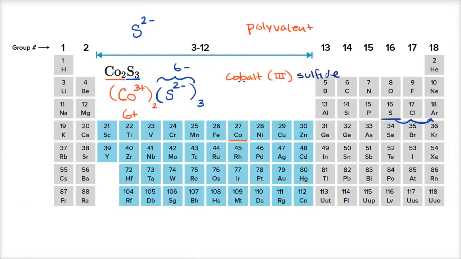And you could go either way. You could say, okay, if the cobalt has a charge of 3+, you could figure out its formula right over here, or as we just did in this video, you could go from the formula to the actual name.